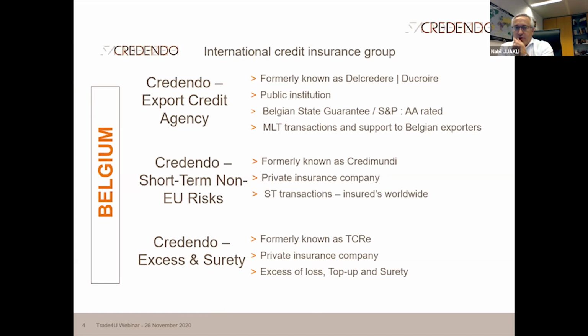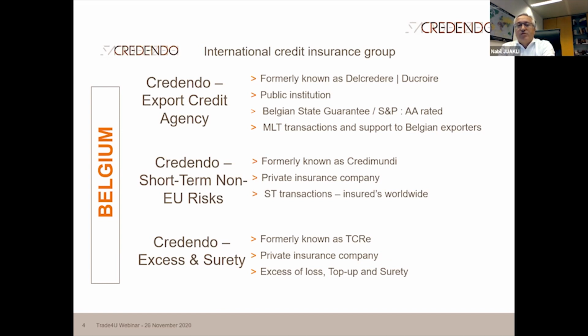There we have 3 companies which are useful for you. The first one is the Credendo Export Credit Agency, which is the public institution. We benefit from the state guarantee, so it's quite a solid company, AA rated by Standard & Poor's. We are able to help companies with medium and long-term projects, meaning above 2 years and up to 15 years, which can very often happen when you are dealing with public tenders, sometimes for projects of 10 to 15 years.